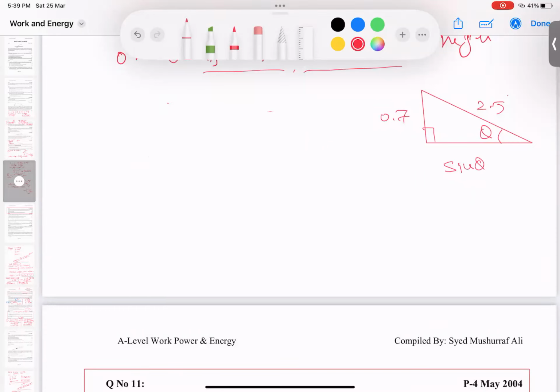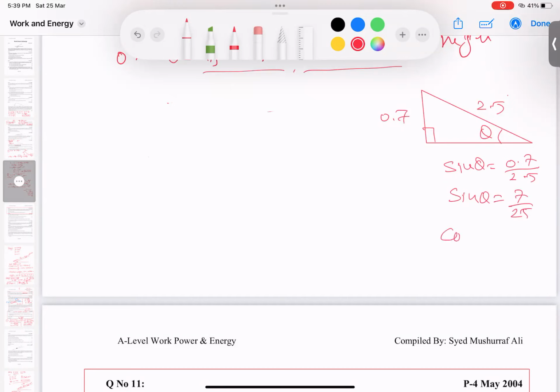This is the opposite by hypotenuse. Okay, so 0.7 over 2.5, and I can find easily. So sine theta is 7 over 25.